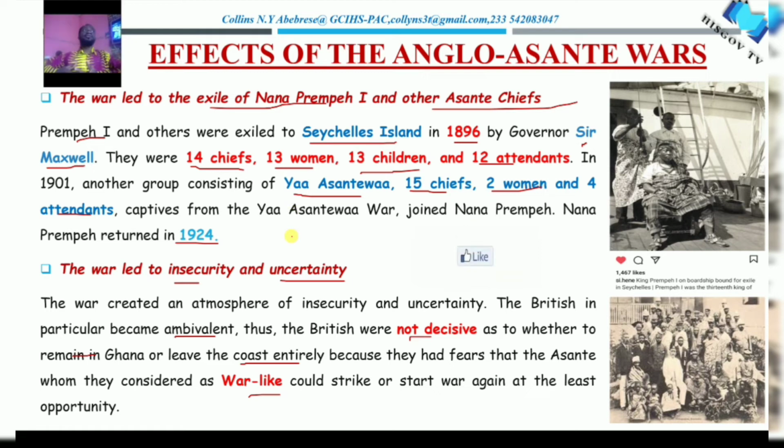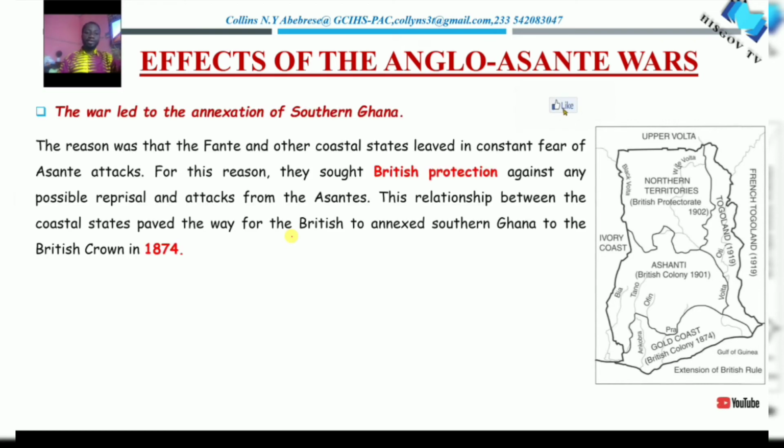So you see, the Ashanti fought the British so much that the British became fed up. They became frustrated in their attempt to introduce indirect rule and also to colonize the Gold Coast. Don't forget, at this time the Gold Coast had been colonized in 1874. However, the Ashanti Empire was still misbehaving, so they became fed up because they couldn't control the Ashanti Empire. So they were ambivalent as to stay or to go, and they feared for their safety.